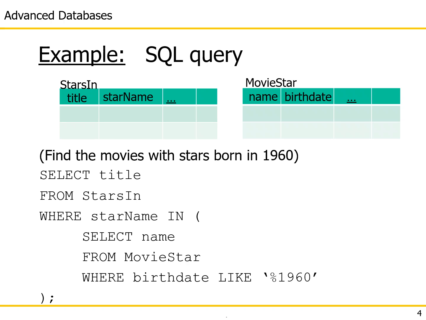a query that looks like this. Select title from stars in where star name is in this, okay, like 1960. Now, this is again an example of what I'm referring to. It's a fourth generation language. SQL is a fourth generation language. You don't say how you retrieve the information. You just say the information you want to retrieve.